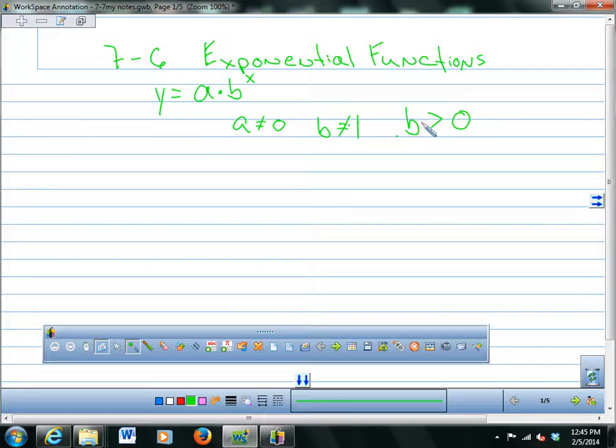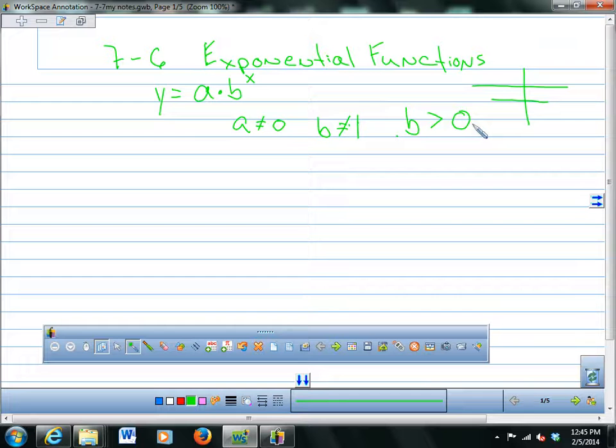So why can't it be 1 then? Why can't it be 1? Because if it is 1, what's 1 to the second power? 1. What's 1 to the third power? 1. So what you end up getting, if I plug in numbers, is just a straight line that doesn't look like an exponential function. So this number has to be bigger than 0.